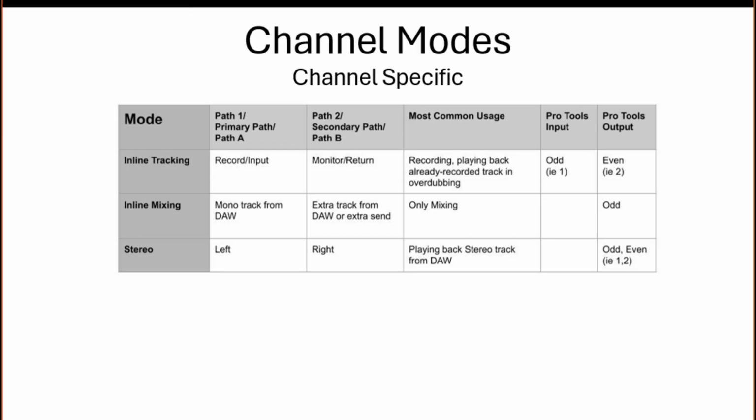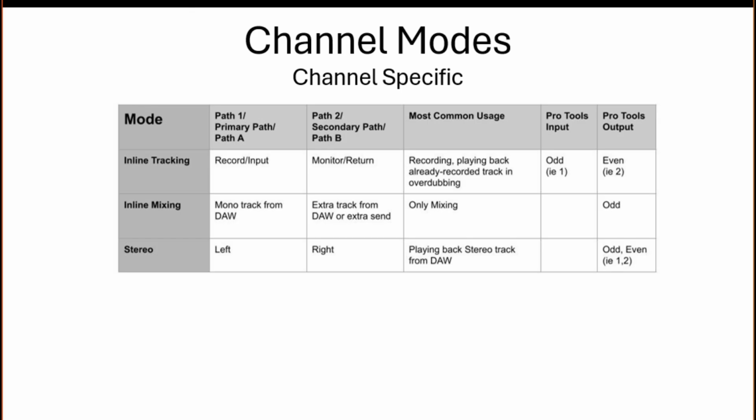To summarize, I've shown you our common channel modes and how we use them at ACC, just the basics. However, the console is much more flexible and powerful than that, and you can do almost anything in any mode. You can record and mix in stereo mode. You can use mix mode for a stereo track from your DAW. This is why the SSL manual can be so confusing. It's offering you all the possibilities.